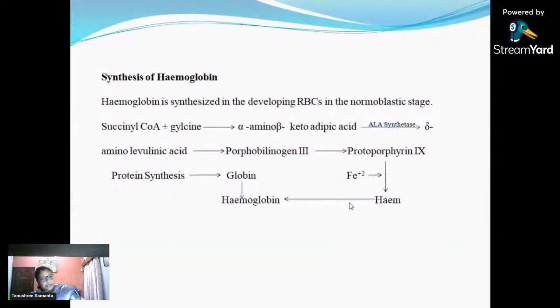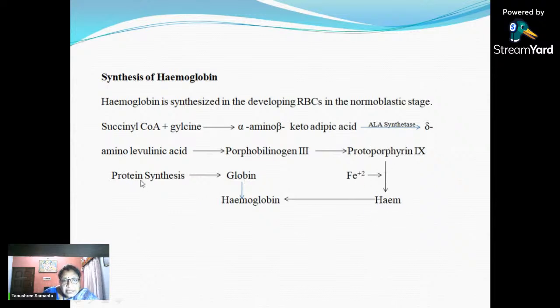Now, if you go into the flowchart of the synthesis of hemoglobin, you will find that there are two different pathways which are combining together to give rise to the hemoglobin. One starts with succinyl CoA, which combines with glycine to give you alpha amino beta ketoadipic acid, which in the presence of ALA synthetase will give you delta aminolevulinic acid, that is converted to porphobilinogen, then to protoporphyrin 9, and this taking up the Fe will give you the heme portion.